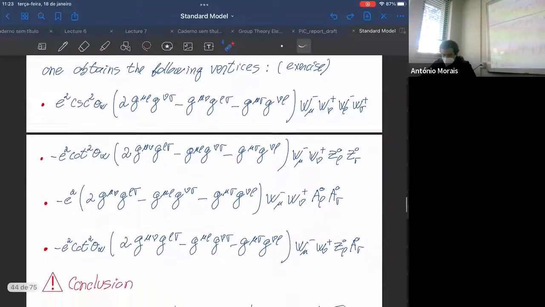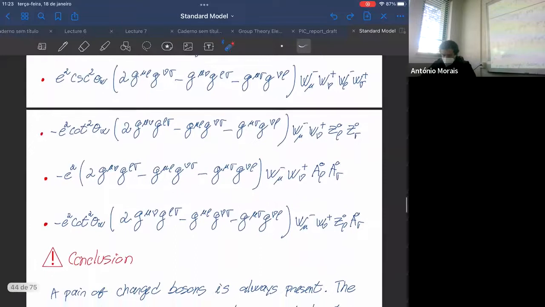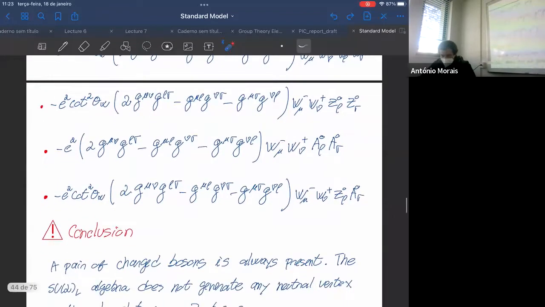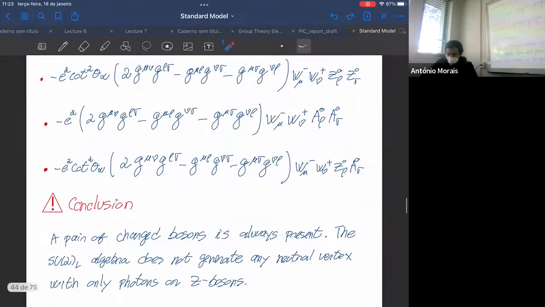but should be considered. So the conclusion, also the second partial conclusion, is that a pair of charged bosons is always present. Charged double bosons is always present. Here a pair of charged bosons, double bosons by definition, is always present. And the SU(2)_L algebra does not generate any neutral vertex with only photons.